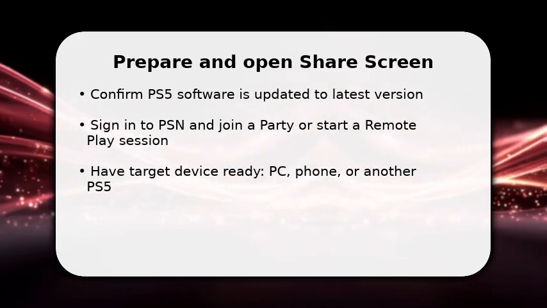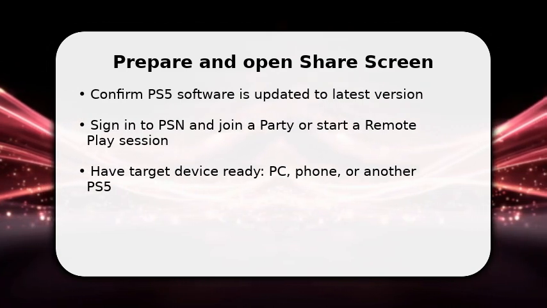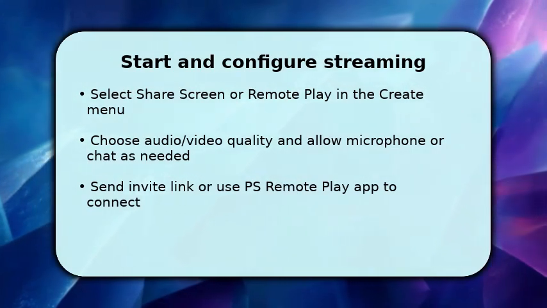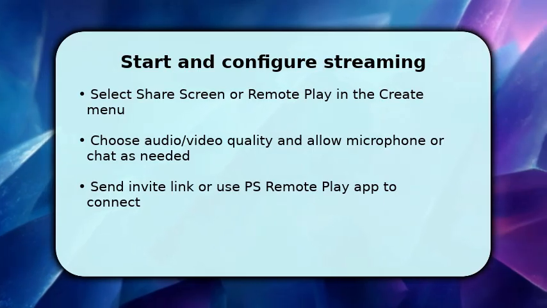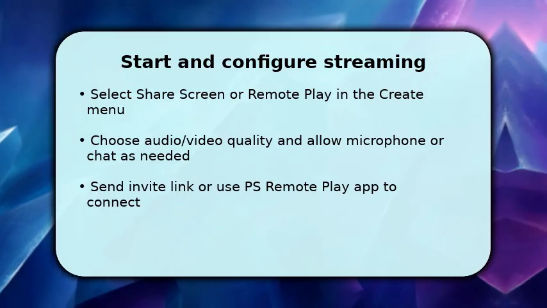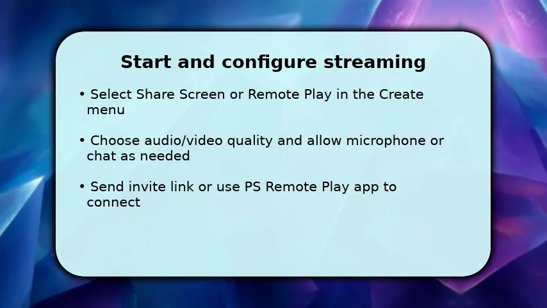Make sure the receiving device is on the same network or linked to your PSN account. You now pick Share Screen or Remote Play from the Create menu and choose the destination, party members, or a remote play app. Configure video resolution and frame rate to balance quality and bandwidth. Lower settings if your connection is unstable.